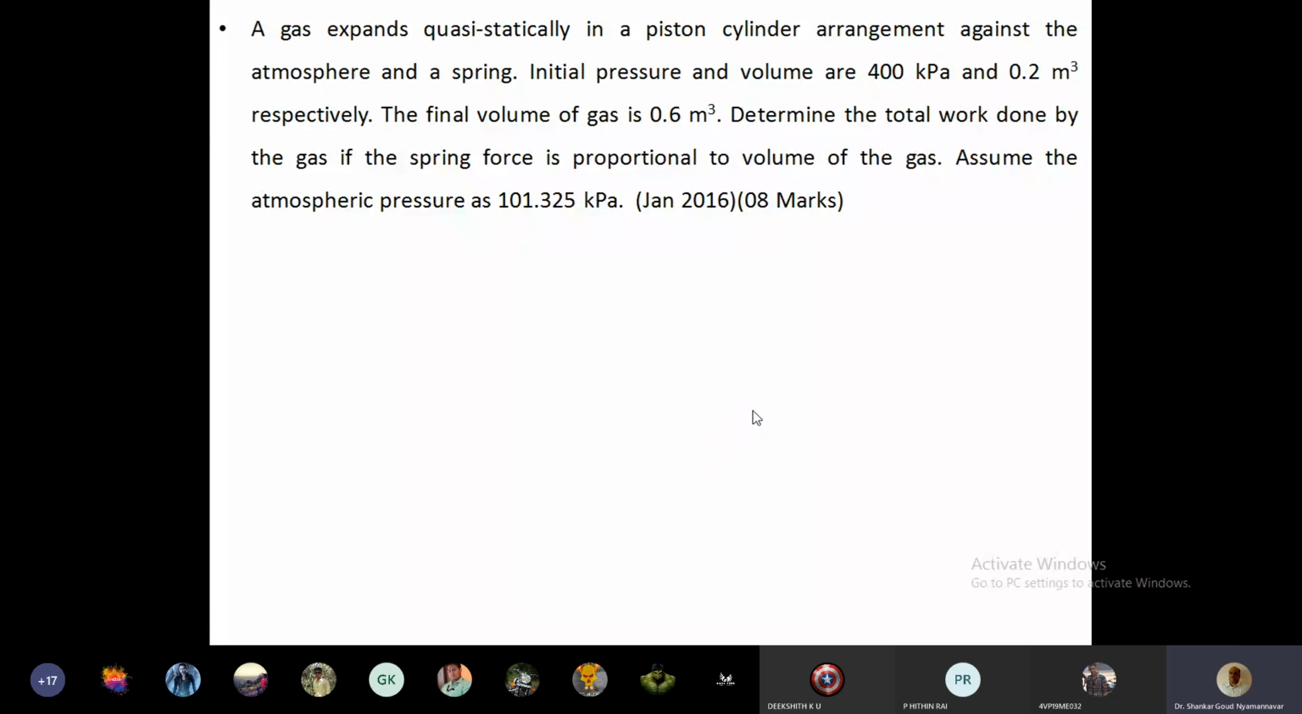The final volume of gas is 0.6 meter cube. Determine work done by the gas if the spring force is proportional to volume of the gas. Assume atmospheric pressure as 101.325 kilopascal. Okay. Is it clear? Can you solve this? Read the problem carefully and try to solve this. Such problems you can expect in the question paper exam.